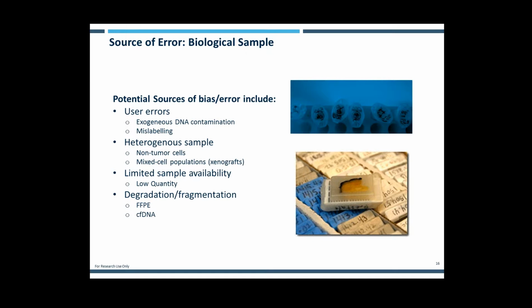And so when we're thinking about those samples where limited sample is available, this will require us to amplify the DNA by PCR in order to achieve sufficient material for sequencing. And this degree of amplification that's required will depend on the library preparation approach that you select. And then finally, you have the degree of fragmentation, whether that's inherent to the sample, such as in cfDNA, or if it's a result of the preservation method that's been used, such as in FFPE samples.